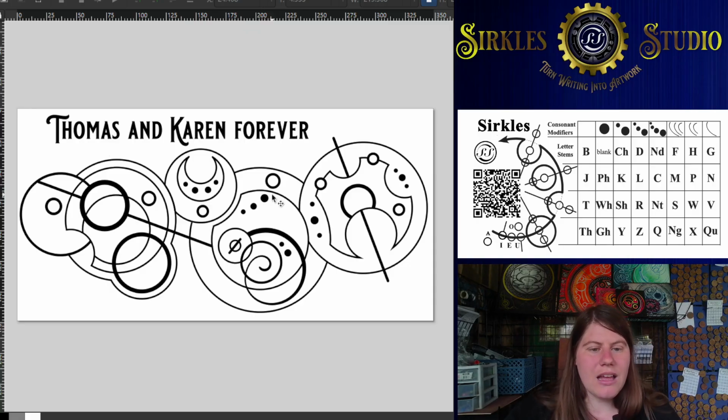Then vowels are these little guys, and they have different positions depending on what vowel they are. So an E position is the base vowel position, and E is centered right in the middle of our word circle, or it's centered inside of a letter stem, like this guy. An O is internal, so it's inside of our word circle.